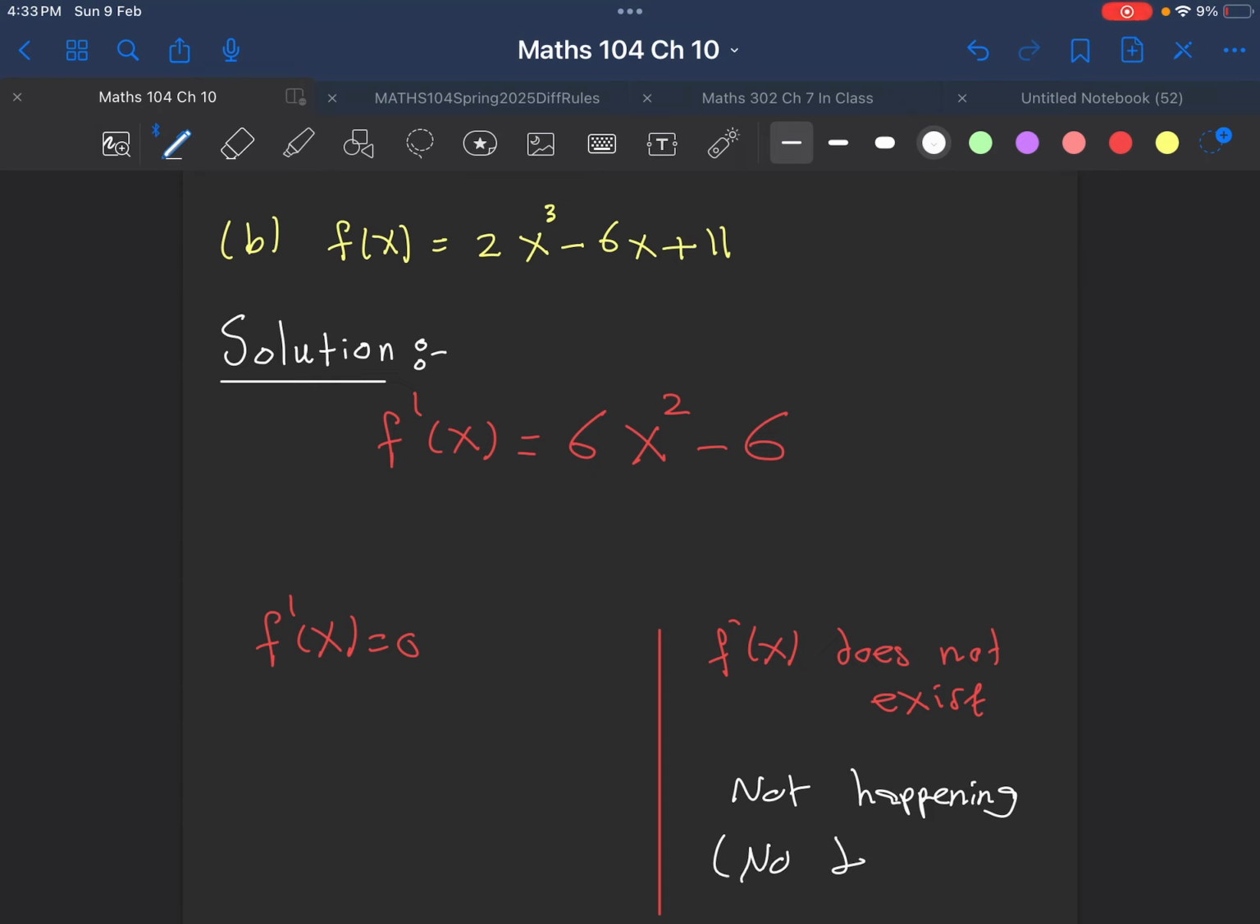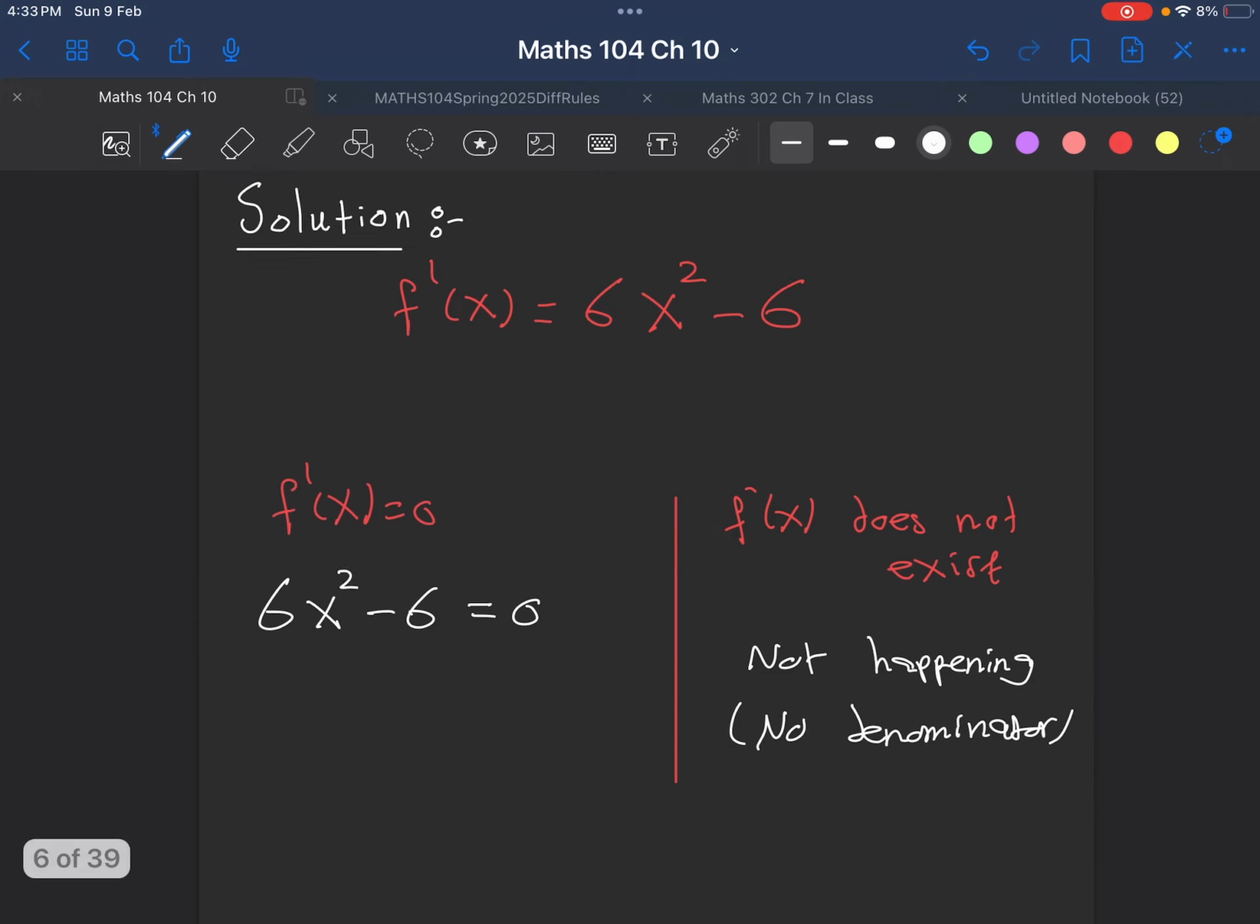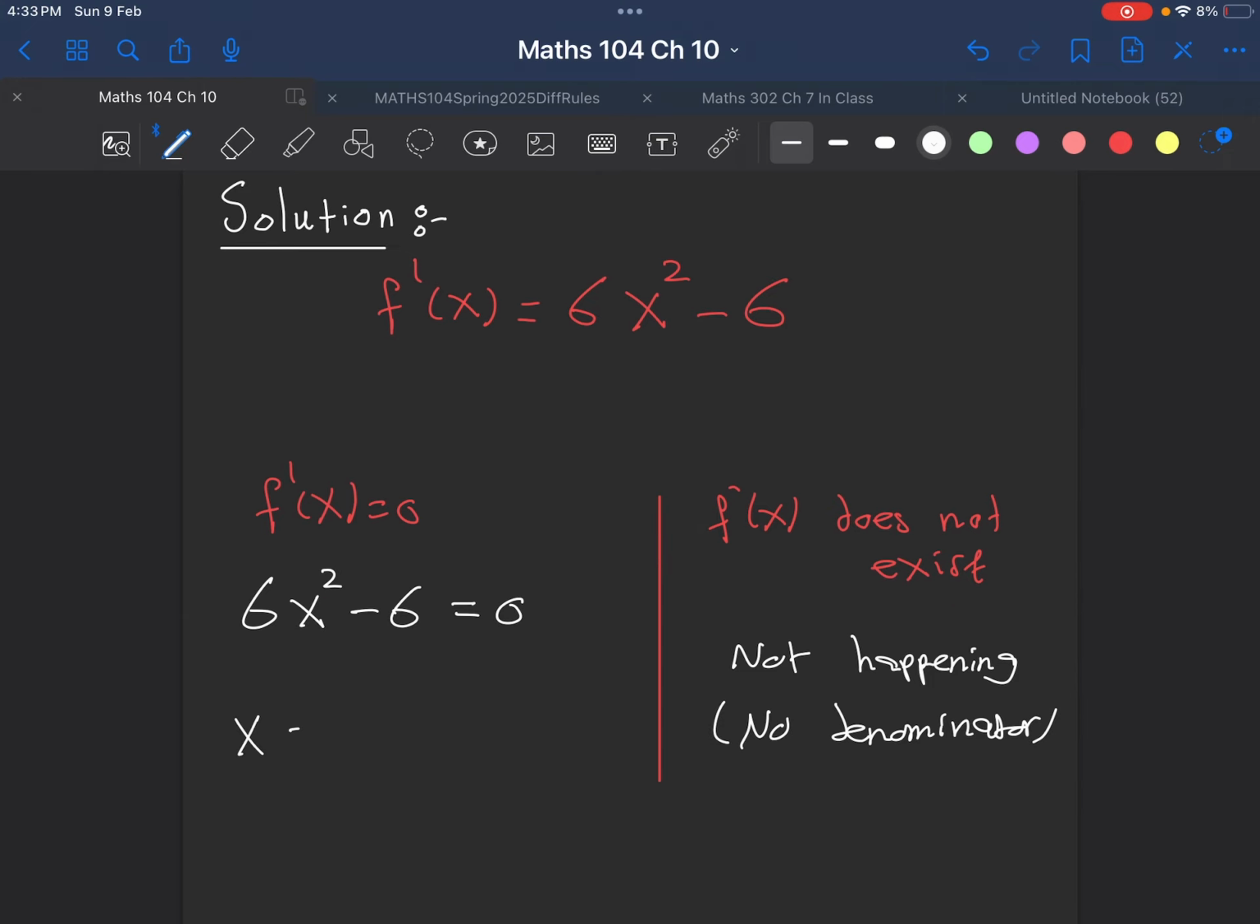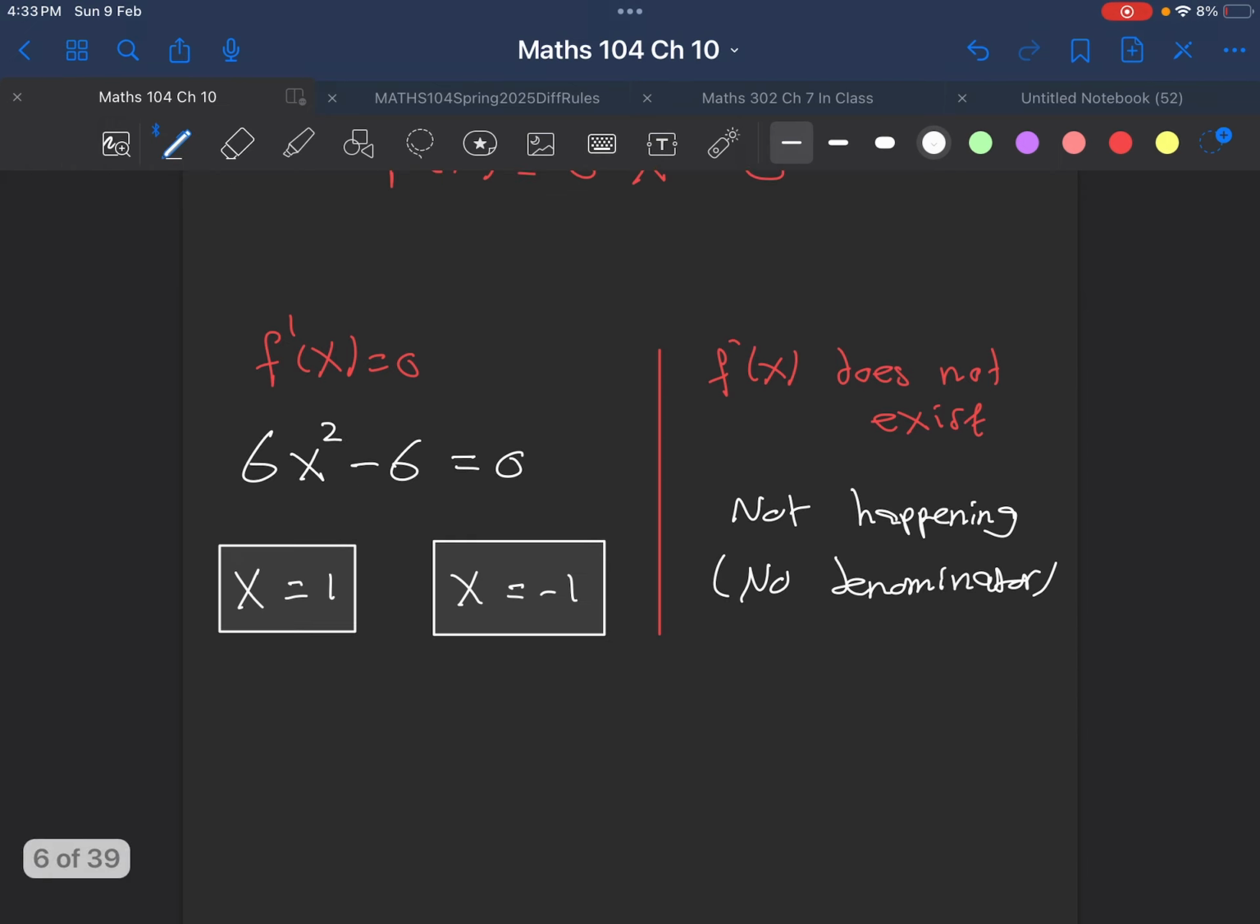And the reason why, there is no denominator, there is no problem with this function. So the only thing we will do is take the derivative and make it equal to 0. If we solve it, it will be either x equal to 1. Of course, we can solve it by factoring, or by the quadratic formula or the calculator. So it will be 1 and -1, and those are the critical numbers.